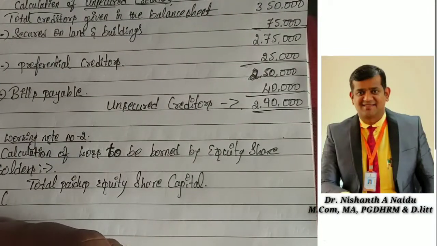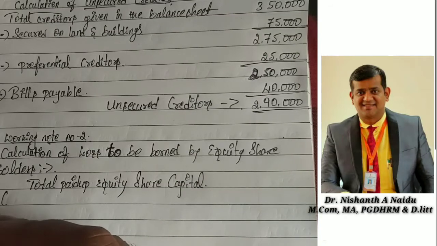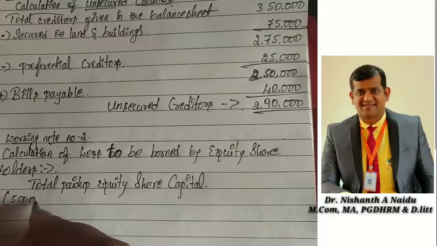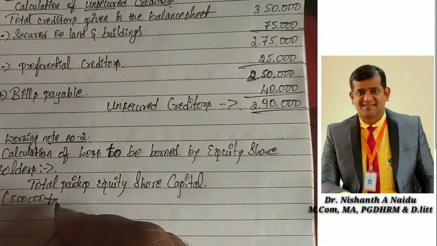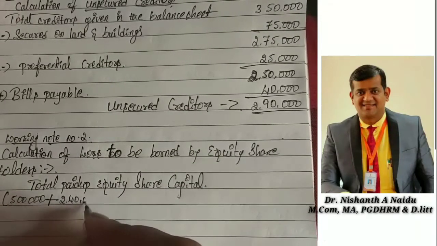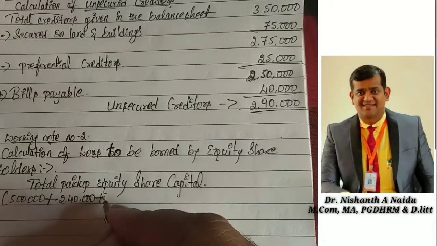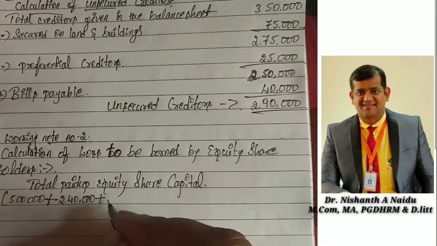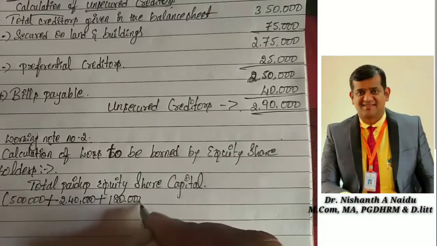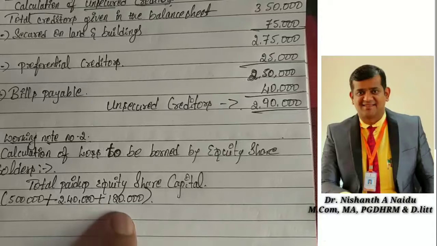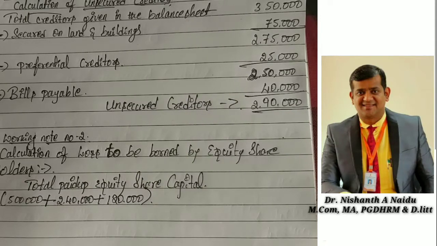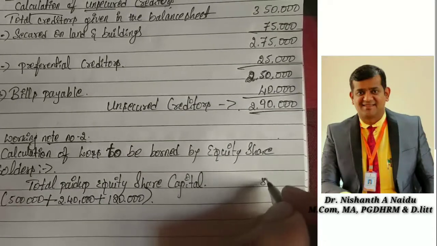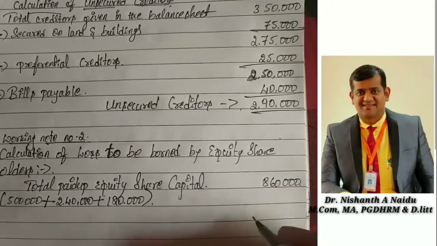Look at the question. 5,000 equity shares of rupees 100 each fully paid. They have paid 5 lakh rupees in the amount column. Then 3,000 equity shares of rupees 100 each, 80 paid. They have paid 2,40,000. Then 2,000 equity shares of rupees 100 each, 60 paid, 1,20,000 rupees they have paid. So now add this: 5 lakh plus 2 lakh 40,000 plus 1 lakh 20,000, that is 8 lakh 60,000.